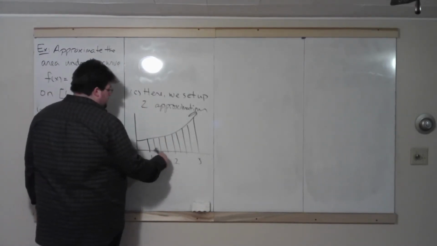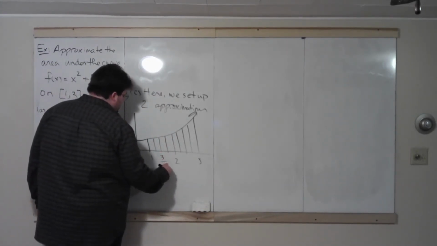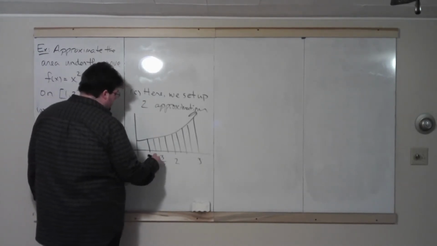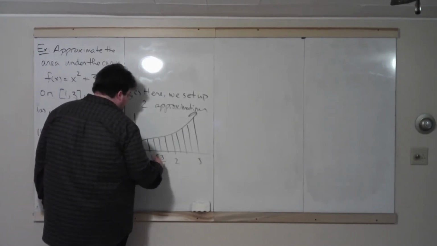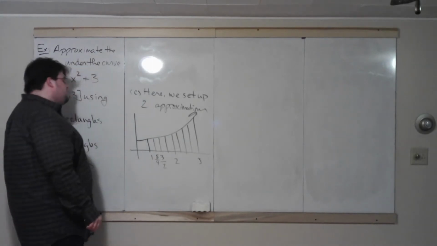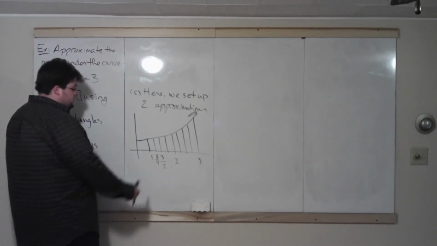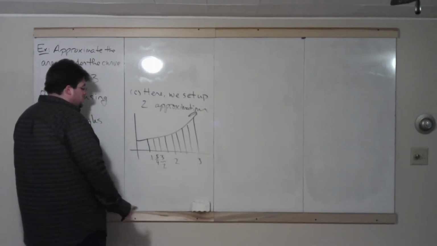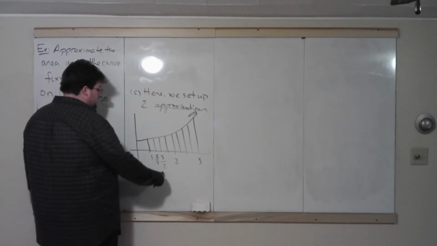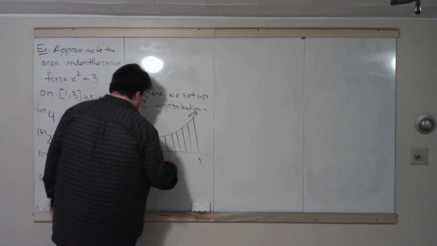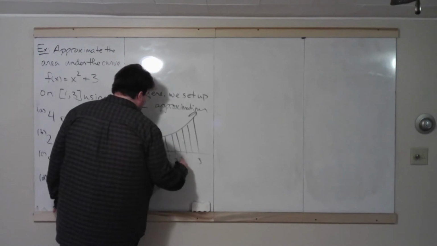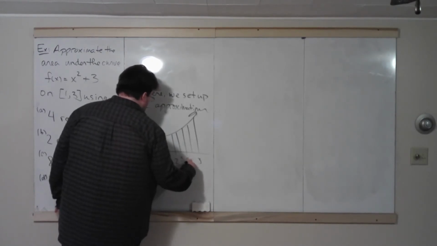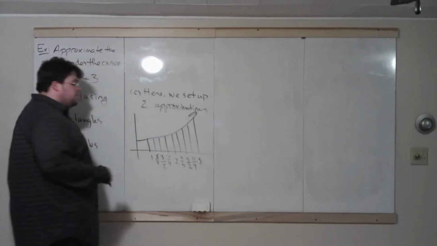The one immediately between 1 and 2 is 3 halves. The one immediately between 1 and 3 halves is 1 1/4, 5 quarters. And from here, you can actually count through these. 1 is 4 quarters, 4 quarters, 5 quarters, 6 quarters, 7 quarters, 8 quarters, 9 quarters, 10 quarters, and 11 quarters.